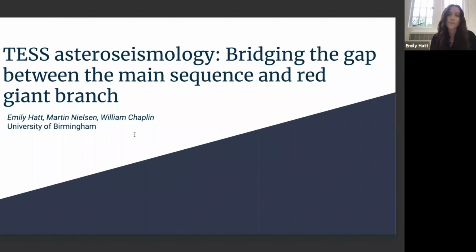And then I'll also talk about a catalogue of oscillators that we detected in the short cadence data from TESS that sort of naturally fell out of work on that pipeline. And that's going to address the title of my talk today. So on that note, I should explain what I mean by the gap between the main sequence and the red giant branch. Spoiler alert, it is related to the Hertzsprung gap, but not entirely.